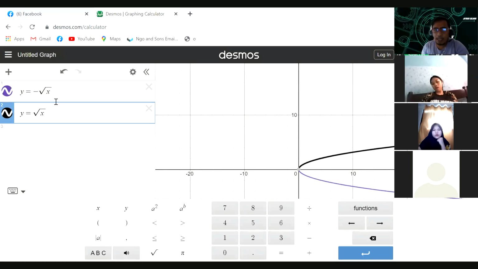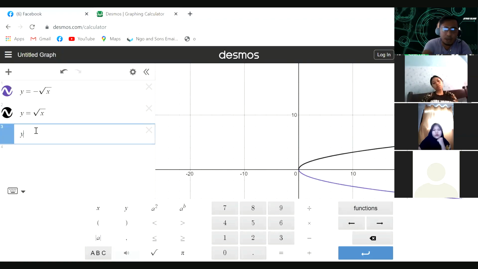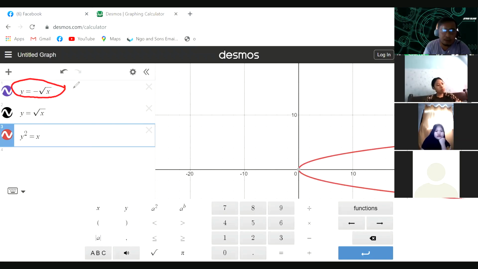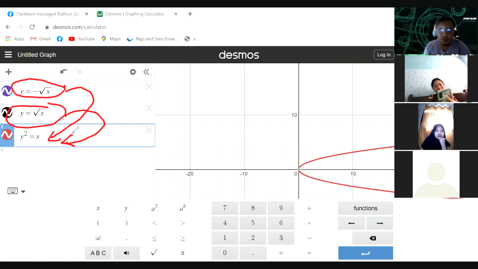If you combine these two, that is the graph of y squared equal to x. Clear? This means this is just part of the graph of this, as well as this is just part of the graph of this one. Clear? Understood?